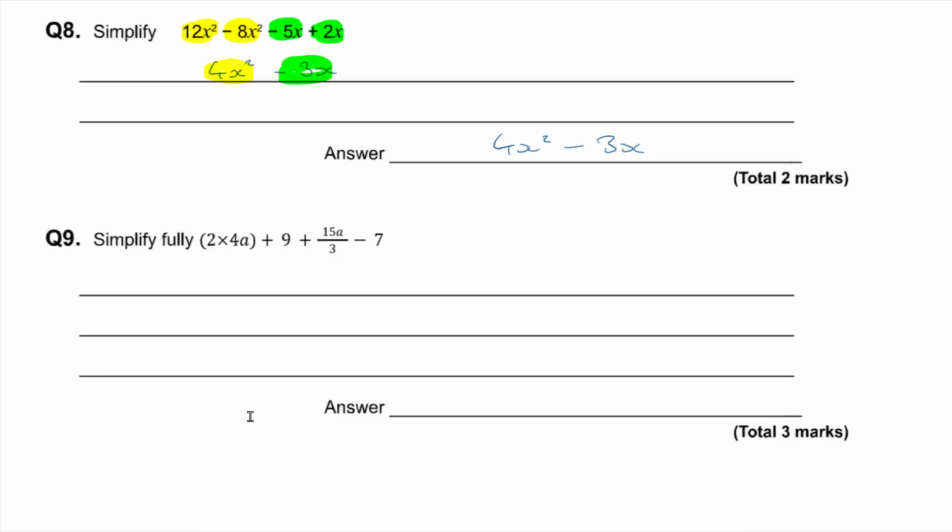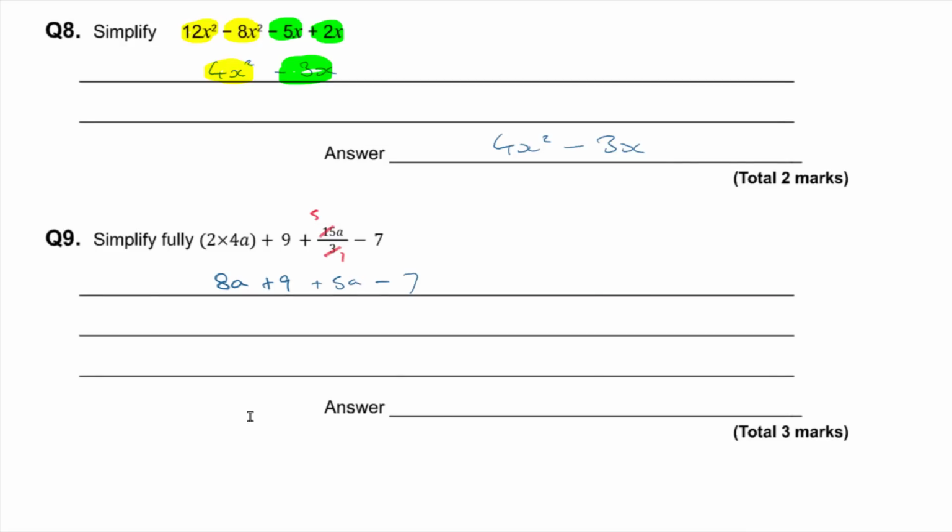Question 9, simplify fully 2 lots of 4a plus 9 plus 15a over 3 minus 7. Okay. So I've got a bit of work to do here. I'm not going to bother to try and collect like terms first. I'm just going to simplify the various parts of my expression first. So I've got 2 lots of 4a. 4a and 4a make 8a, don't they? So 2 times 4a is going to give me 8a. Then I've got my 9. 15a divided by 3. Well, 3's go into 15 5 times, don't they? So that leaves me with 5a.